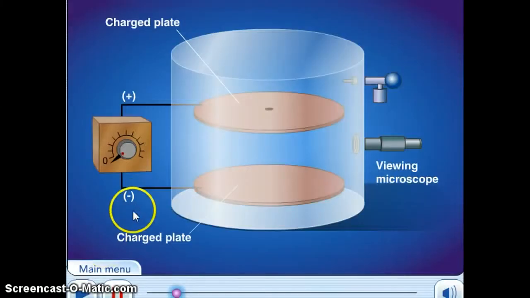So let me describe the setup of the experiment really quickly. The way Millikan did this was the following. He started with a setup that looks like this. So there's a chamber here. Inside the chamber there's two electric plates. One is positively charged, the other one is negatively charged.